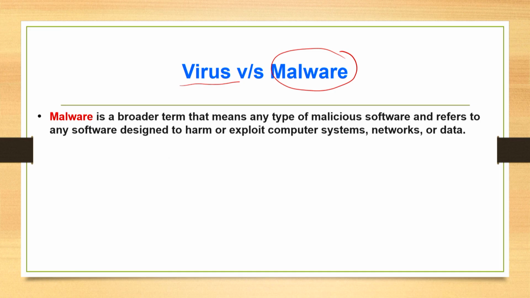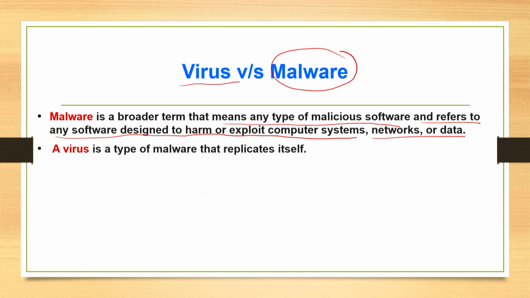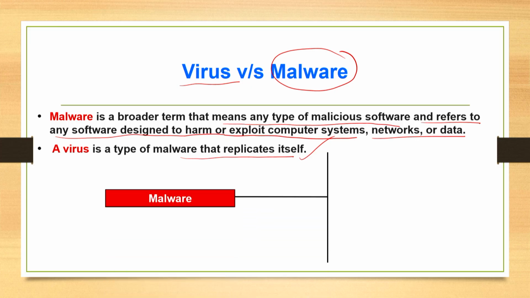Malware is a broader term, and that means any type of malicious software. It refers to any software designed to harm or exploit computer systems, networks or data. A virus is a type of malware because it is designed to harm or exploit computer systems, networks or data, but it is that type of malware that replicates itself.